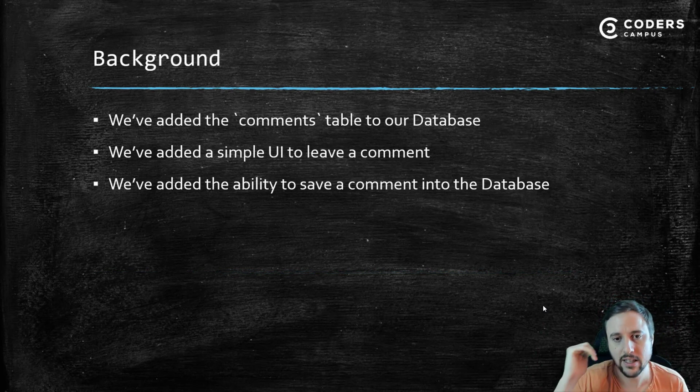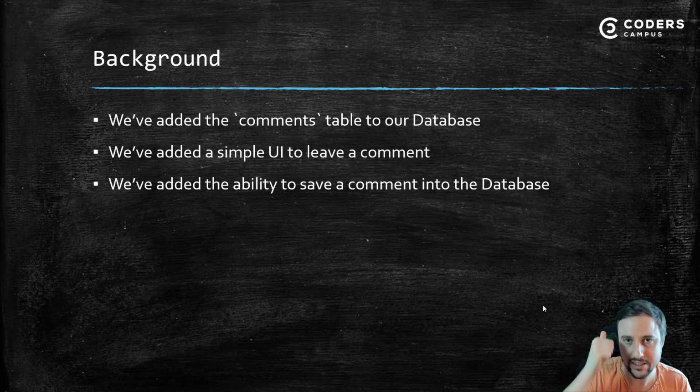In this one, we are going to be diving into some of the good stuff. We're going to be doing some reading, but first we want to talk about what we've done already. We first added the comments table to our database. Done. That's there from part one. We've added a simple UI to leave a comment as well. Done. That was part one. We've also created and added the ability to save a comment to the database. We've done the C of CRUD. That was from part two of the video.